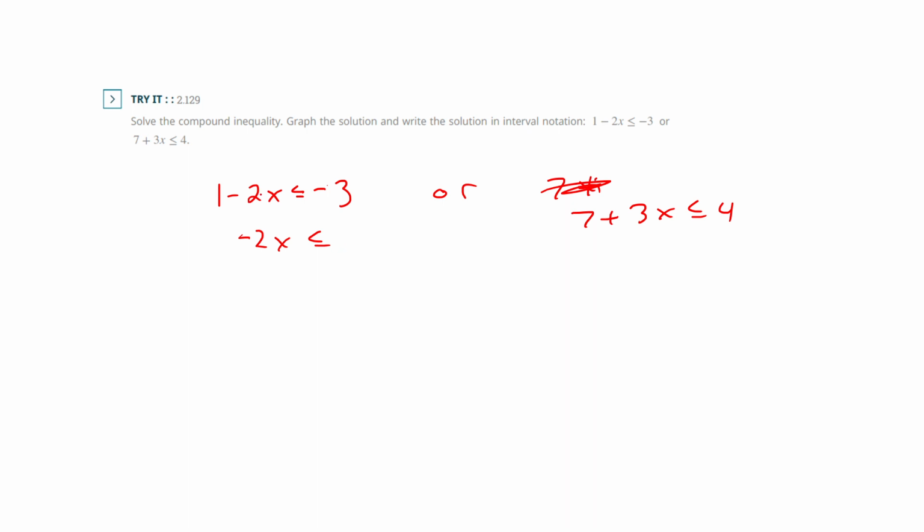Now be careful here. That 2 owns that sign like it's a negative, so don't lose that. Okay, now I'm dividing both sides by -2, so that's going to flip it around. You with me on that?